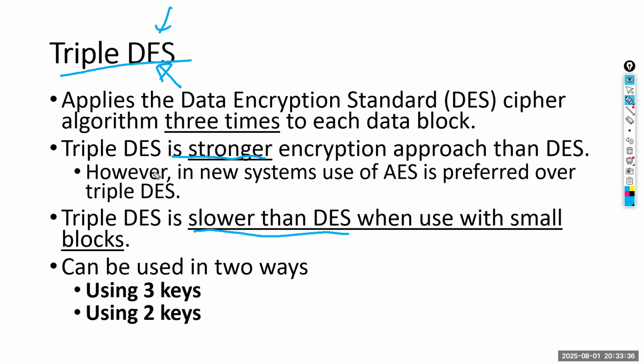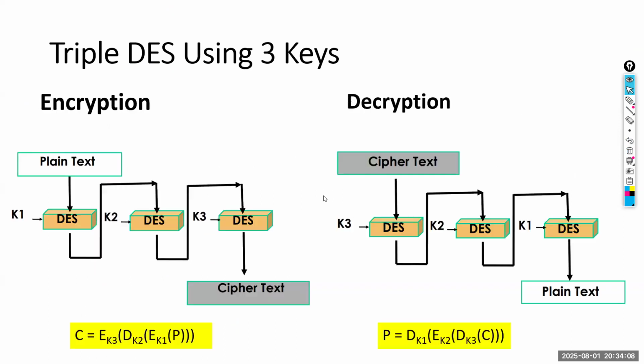And we can do triple DES in 2 different ways. What are those 2 different ways? We can do triple DES with 3 keys. That means each round we use one key. First round, first key, second round, second key, third round, third key. Or else you can do triple DES with only 2 keys. That means one particular key is used twice. Okay. So this is if you use 3 different keys.